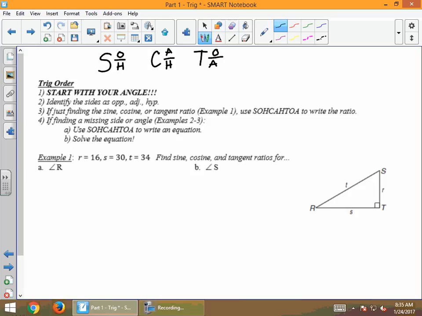You first always start with your angle. I like to circle whatever angle I'm taking the sine or cosine or tangent of. Then label your opposite, your adjacent, your hypotenuse sides. Use SOHCAHTOA to help you write your ratio. And if we're solving, like we're going to do in the next method, there's more steps to that. We'll talk about that in the next lesson. We're going to focus on numbers 1, 2, and 3.